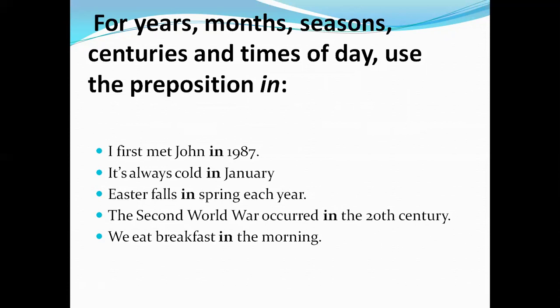I first met John in 1987. Next, it's always cold in January. Easter falls in spring each year. The Second World War occurred in the 20th century. We eat breakfast in the morning.